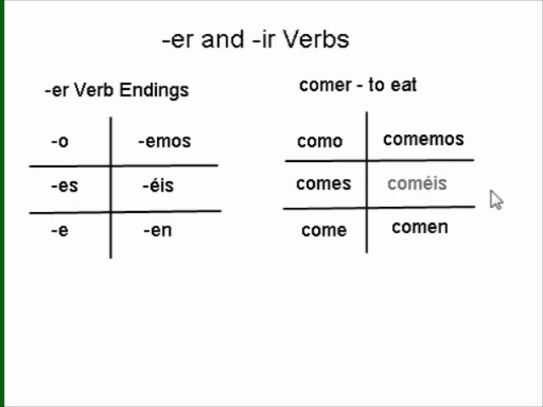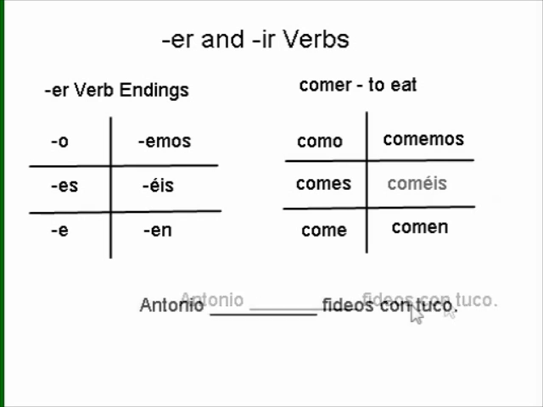Now notice I've got the coméis in gray. It's not quite as dark. As you may recall, this is the vosotros form. It's only used in Spain, and since its use is limited, a lot of teachers don't even mention it. I do like to go ahead and include it, but keep in mind that it's not very common. Let's try using one of these in a sentence.